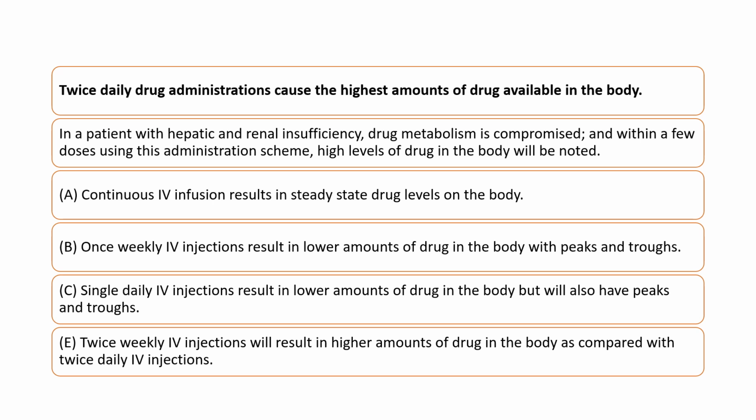The remaining other options are wrong because option A, continuous IV infusion, will result in steady state drug levels in the body, and option B, once weekly IV injections, will result in lower amounts of drug in the body with peaks and troughs. And option C is single daily IV injections. It will result in lower amounts of drug in the body but will also have peaks and troughs. And option E is twice weekly IV injections. It will result in higher amounts of drug in the body as compared with twice daily IV injections.